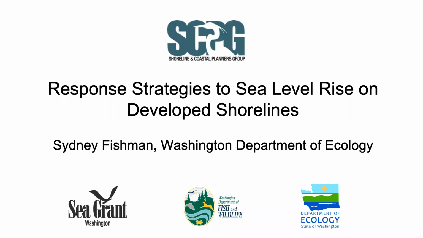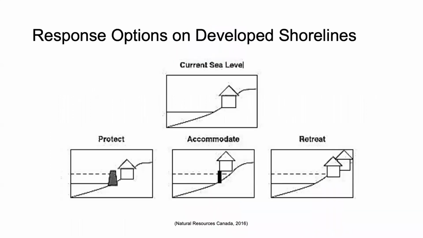So thanks, Corey, for that overview. Now we're going to discuss the different types of response strategies that are available on the developed shorelines that we have in Washington. So here we're thinking about how to address rising seas in areas of Washington that already have development, whether that's residential, industrial, public sector, etc. And the information that we're sharing in this section of today's webinar is part of a white paper that Nicole Fagan, Ian Miller, and I are co-authoring. So work that we've been doing over the past several months.